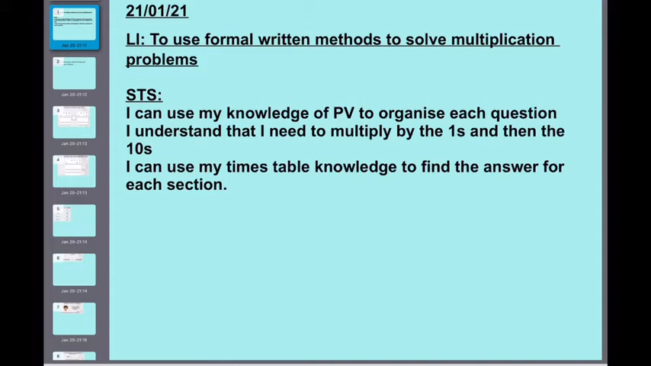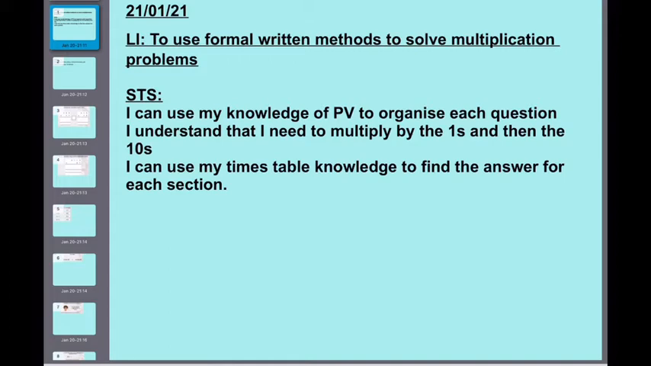We're looking at using formal written methods, but today we are solving multiplication problems. So to be successful, you should be able to use your knowledge of place value to organise each question, understand that you need to multiply the ones first and then the tens, and also use your times table knowledge to find the answer for each section of the question. As I've said before, if you need to use your times table grid to help you, that is absolutely fine.